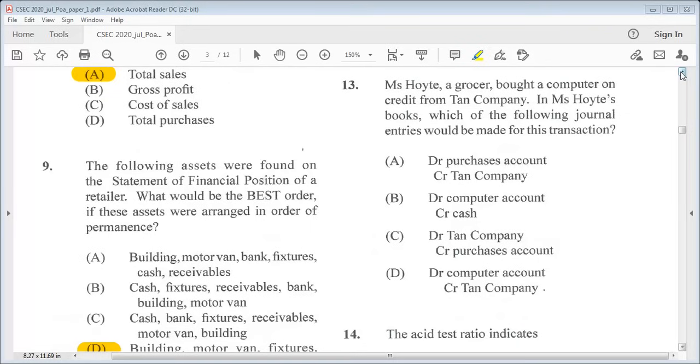Why do we say that? We know that the asset, the computer, is increasing. And to increase the liability, that is, the liability is Tan Company, we would have to make a credit entry. So we're going to debit computer account since the asset is increasing, and credit Tan Company, D.